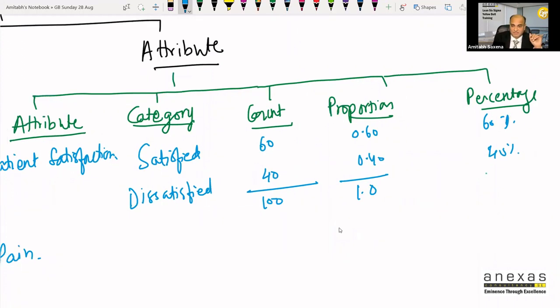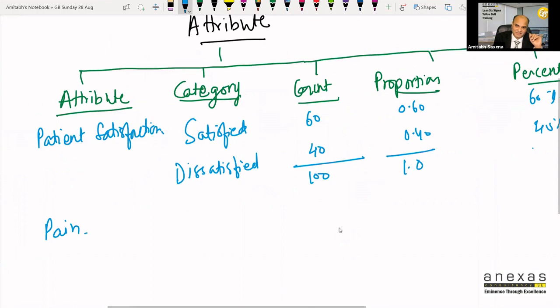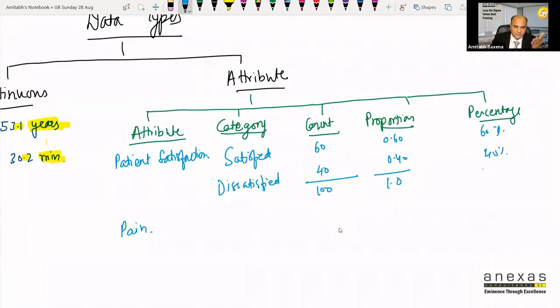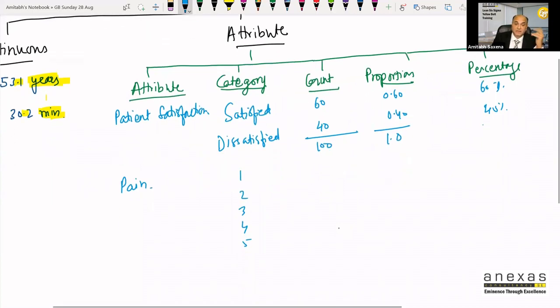Typical example, one example is infection. Okay, first let us look at pain as well. So pain, we have a scale, right? 1, 2, 3. Usually we have a scale of 10, but let's say if I take just an example, it's 5. So low pain and high pain. So there is a scale. Now that is also attribute data. So attribute data, some other example, infection rates.